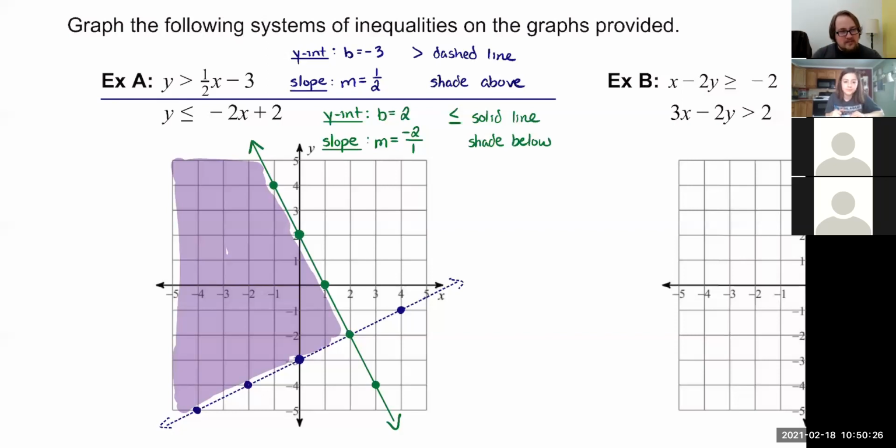So again, right now, because it's just pure math, we haven't actually tied it to a story problem. Not that we even will, because that's a little bit more advanced.